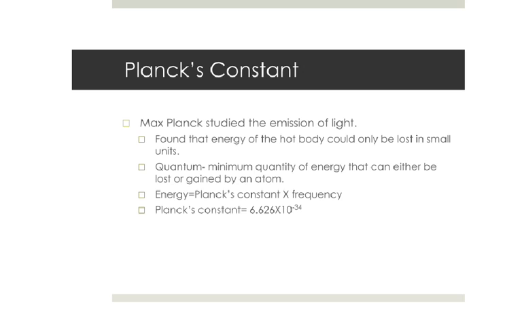What Max Planck observed, when he was studying the emission of light from hot bodies, was that the energy of the hot body could only be lost in small units. So whatever energy was emitted off of these hot objects could only come off in a certain amount. This minimum quantity of energy is known as a quantum. A quantum is the minimum quantity of energy that can either be lost or gained by an atom. So you can only gain or lose a certain amount, and this is known as a quantum.